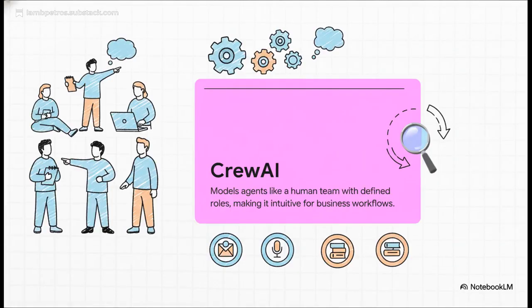Now, for a totally different way of thinking, you've got CrewAI. Instead of thinking in terms of graphs and state machines, you think in terms of a human team. You actually define agents with roles, with goals, even with little backstories, like a senior research analyst or a witty tech journalist. This approach is so incredibly intuitive, especially for business workflows. You're not really programming a system, you're basically hiring and managing a virtual team.